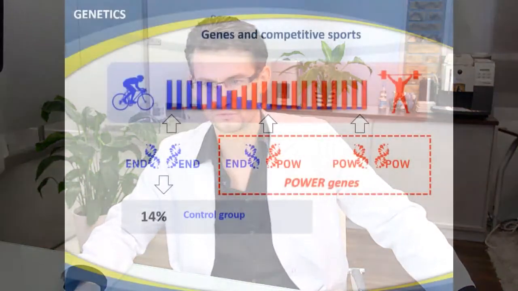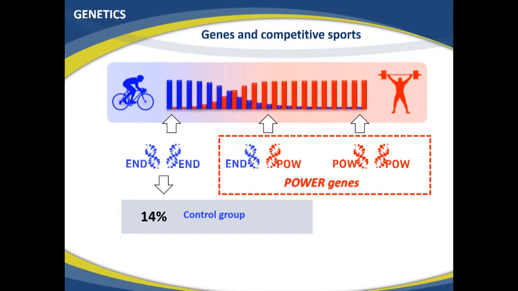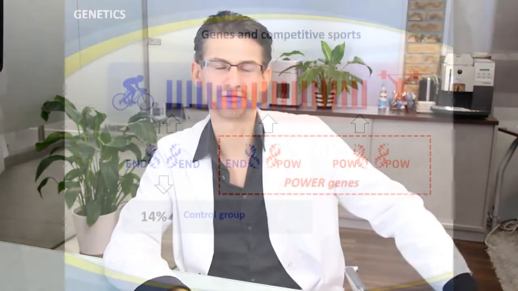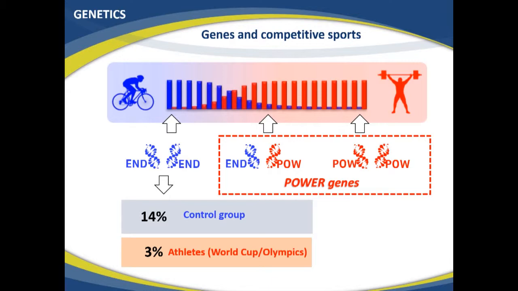Now, what scientists did is they looked at these genes and looked at the control group, the general population that does not perform any sport. And they found that 14% have two endurance genes, which are good for marathon running, but they are bad for sprinting, for example. So 14% have bad genes for sprinting of people that don't do sport. And then they looked at the pro sprinters, so people that are in the Olympic or World Championships in sprinting. And they found that only 3% of them had the wrong genes for sprinting.